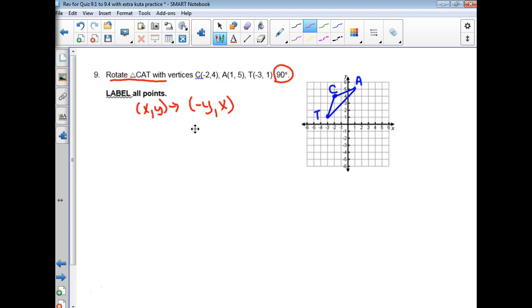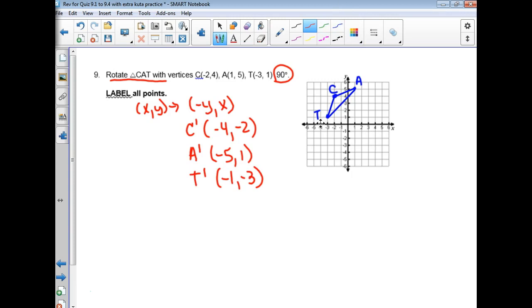So I'm going to write down the points. C prime is going to be at negative 4, negative 2. I changed the Y value and switched it with the X value. A prime should go to negative 5, 1. And T will go to negative 1, negative 3. So T prime should be at negative 1, negative 3.